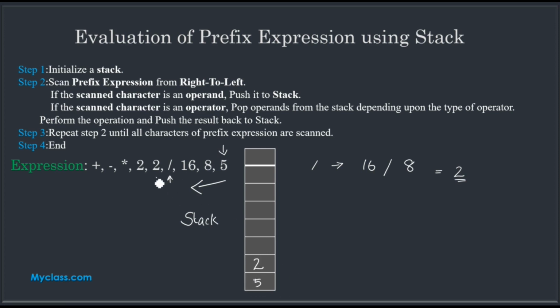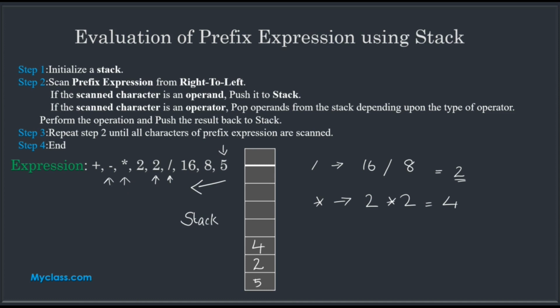Now again we have reached here. So we are pushing 2. Again we are pushing 2. Now there is a star. Star is an operator. So we pop this 2 first, then the next operand, then do this operation. So 4 is the result. We have already popped 2 and this 2 also. Then we want to push 4 into our stack. Now the topmost element is 4.